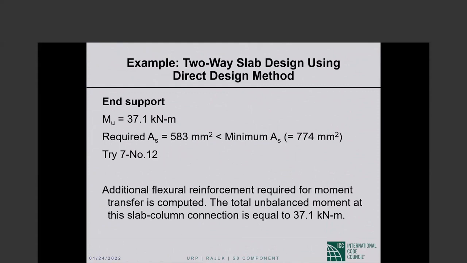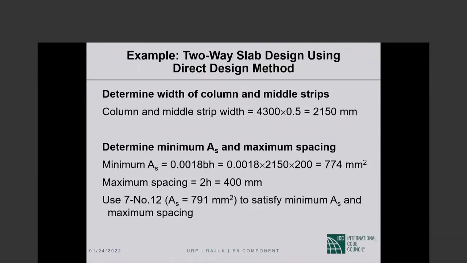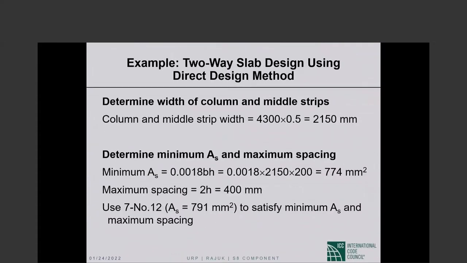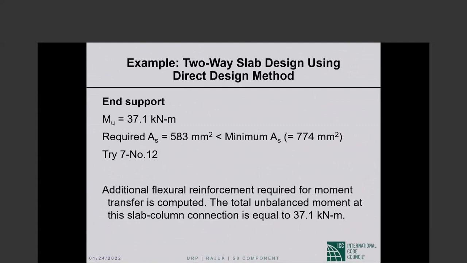So the bending moment at the exterior support, end support, 37.1 kilonewton meters. Yeah, this is it, 37.1. This is the end support moment, 100% going to the column strip, 0% going to the middle strip. So this 37.1 kilonewton meters of bending moment at the exterior support, all of this is unbalanced moment, obviously.